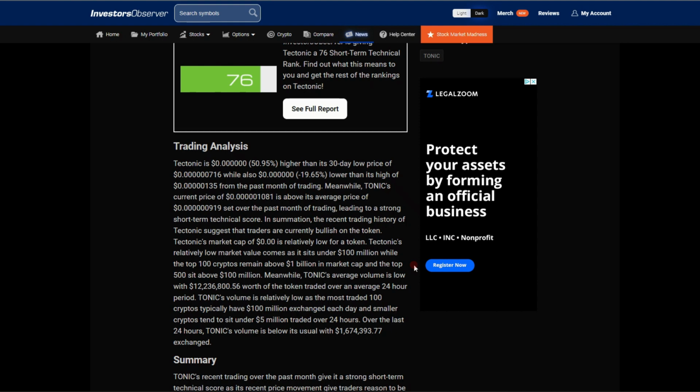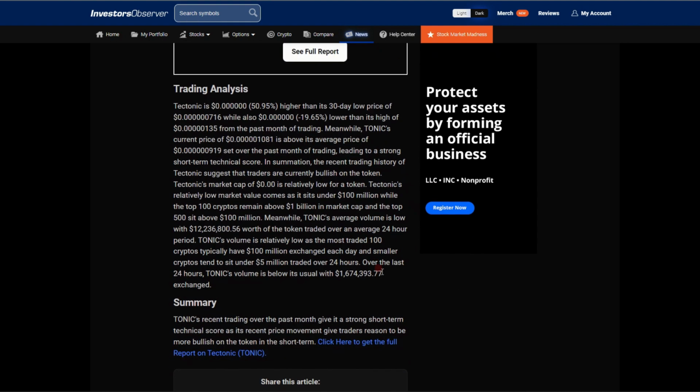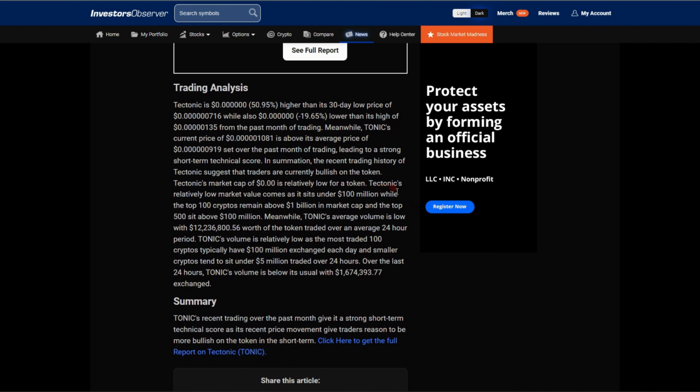Tectonic's market cap of $0 is relatively low for a token. I would definitely say $0 market cap is pretty low for a token. Tectonic's relatively low market value comes as it sits under $100 million, while the top 100 cryptos remain above $1 billion in market cap, and the top 500 sit above $100 million.